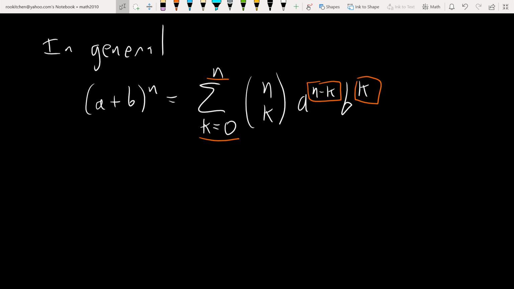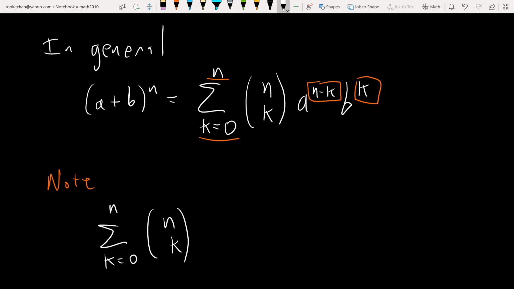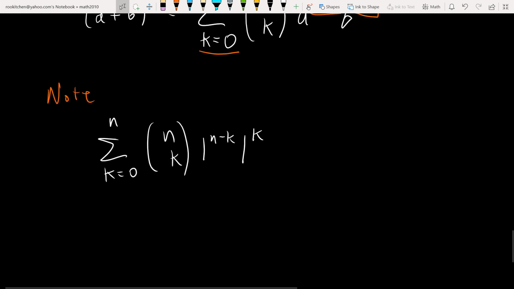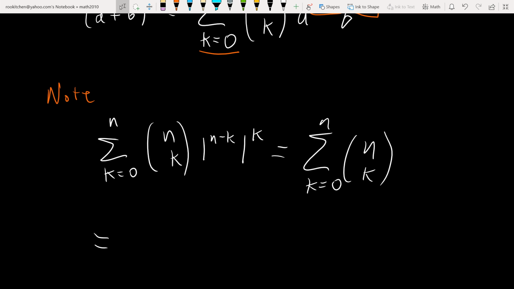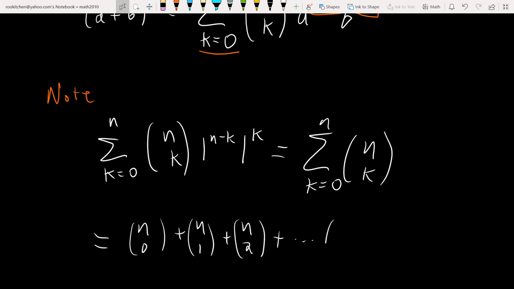From this formula you get some really neat properties. For instance, note what happens when you have the sum from k equals 0 to n of n choose k, and your a and b are both 1s. So you have 1 to the n minus k times 1 to the k. In this case, 1 to any power is just 1, so you end up with the sum from k equals 0 to n of n choose k, which you could write out as n choose 0 plus n choose 1 plus n choose 2, all the way up to n choose n.